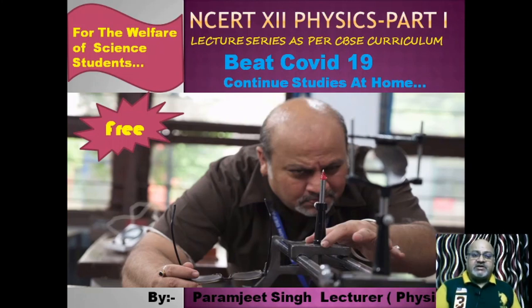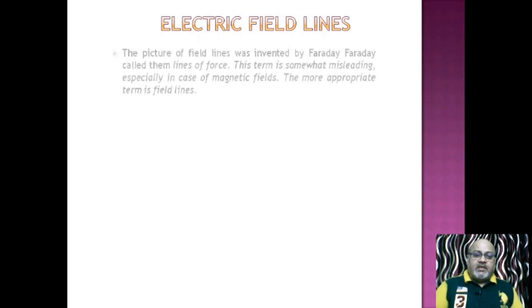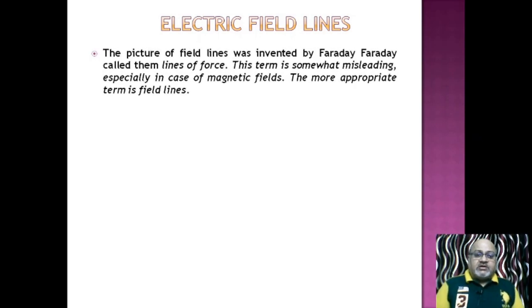So again I continue with the concept of electric field, but now through a new tool, that is electric field line, a new concept. The electric field line concept was first invented by Faraday to explain the magnetic field. At that time he called it lines of force. But lines of force is a bit misleading because the word force is there. It is better to call them electric field lines or magnetic field lines.